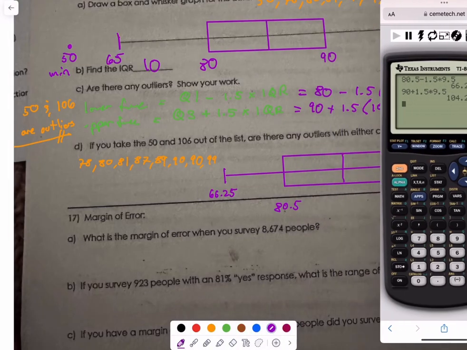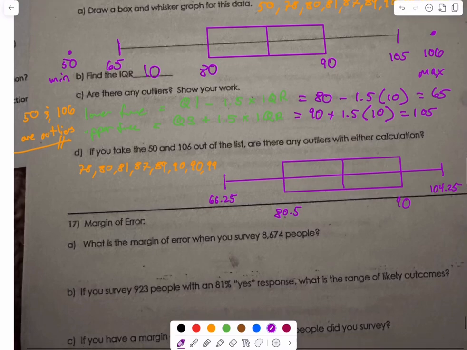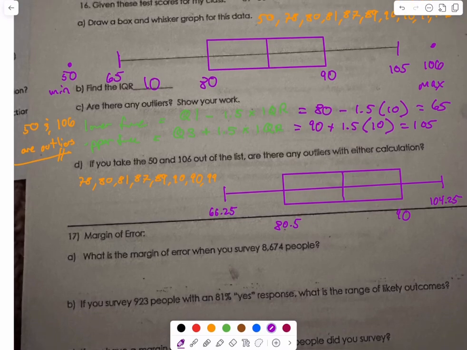Do we have any outliers now? I don't think we have anything less than 66, nor anything above the upper fence. So if we remove the 50 and 106, are there any outliers with either calculation? We can say no. No outliers. That's good.